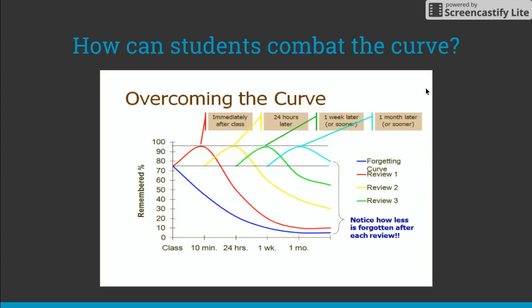Well, how can students combat the curve of forgetting? Repeated retrieval is your key. Every time you review information, ideas, or concepts in class, you're bringing it up to the surface again. Every time you go home to study, you're retrieving that information.